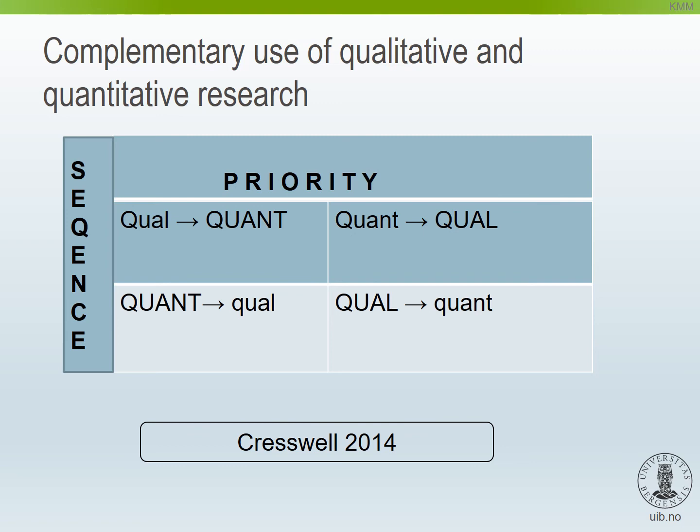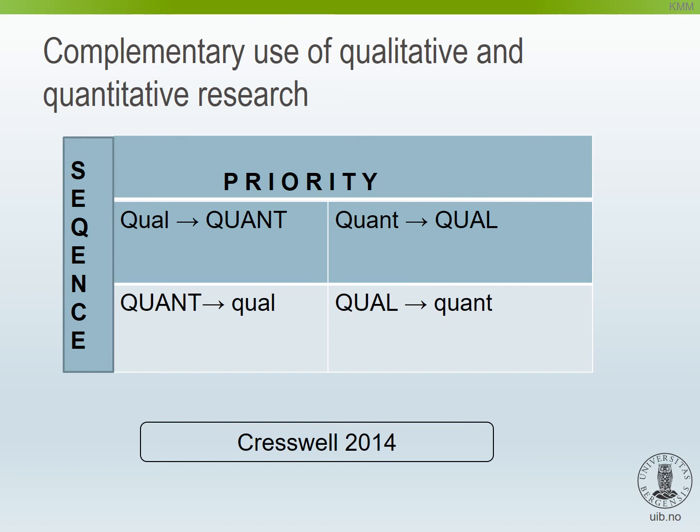In the upper left square, qualitative research precedes quantitative. For example, to explore the meaning of concepts to be used in a questionnaire, like for example work. How do people define the concept work? In this design, the quantitative method counts more. Now let's go to the upper right square. Quantitative research precedes qualitative, for example, to identify issues that you want to follow up qualitatively and study in depth. In this design, qualitative counts more.